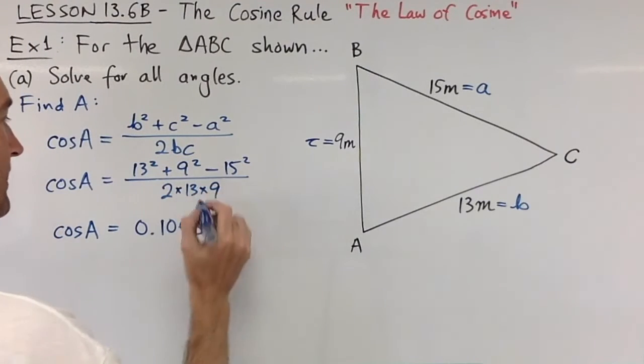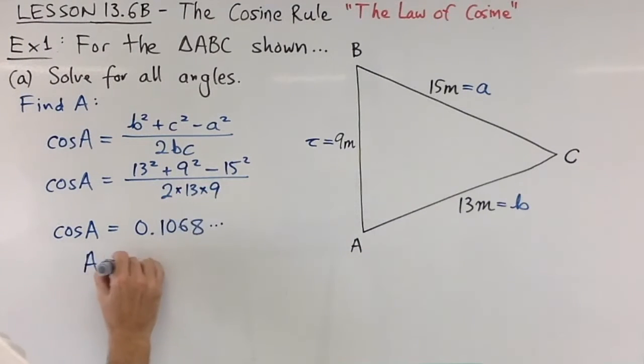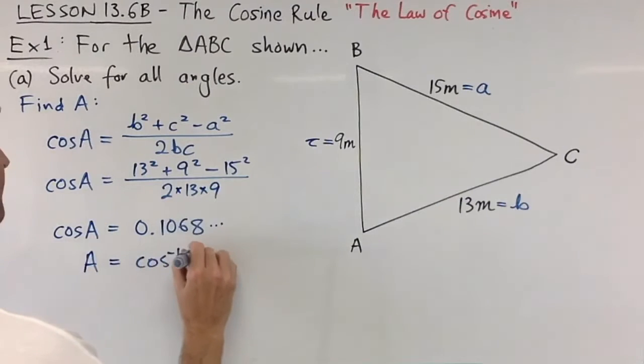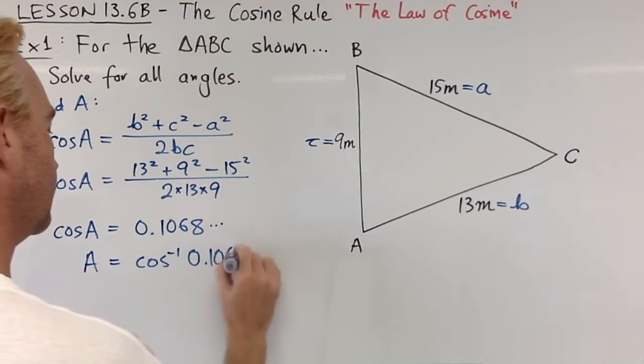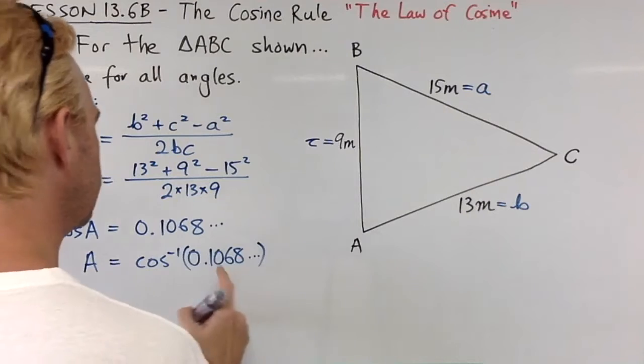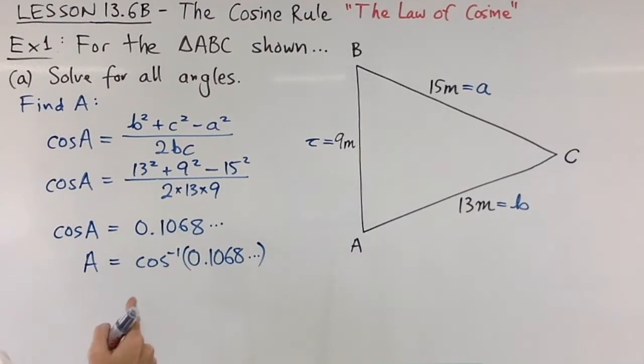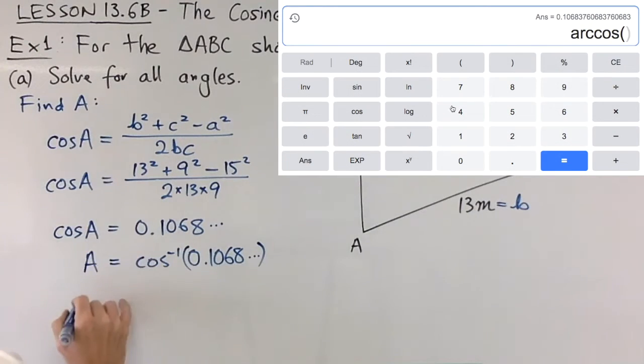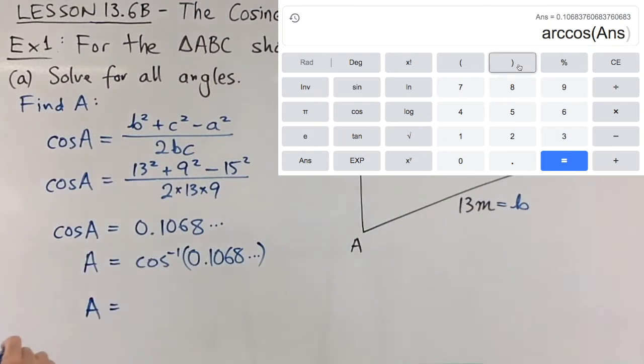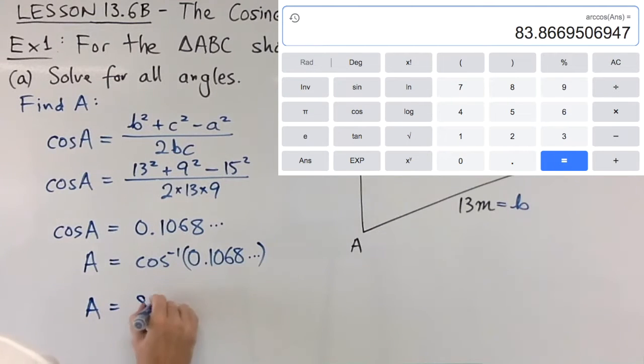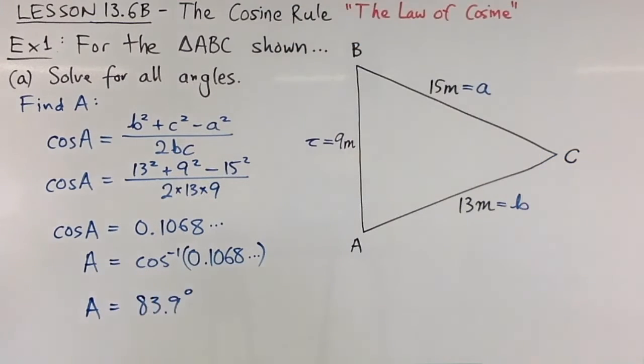And then of course we go A equals inverse cos of 0.1068. You don't really need to write that step. If you're good, you could just go from here straight to the angle A. And angle A is 83.9 degrees. Does that look about right?